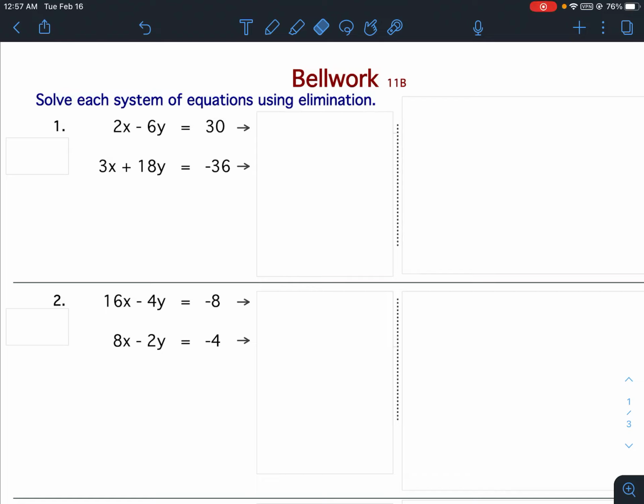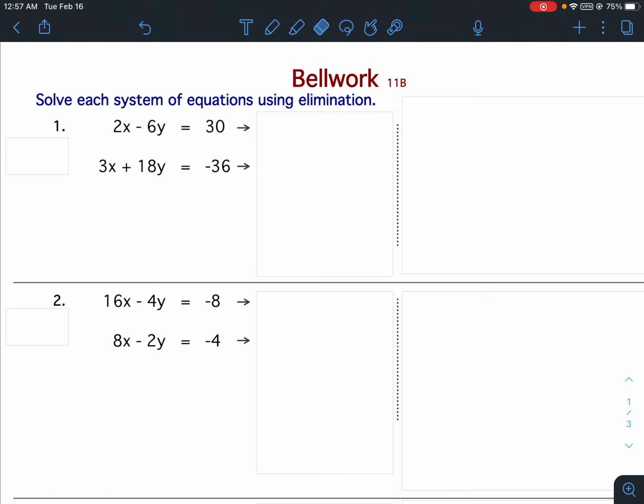Bellwork 11B. I'm going to help get you started on each of these problems, but I'm not going to do a whole lot with you because this is the third assignment on solving systems of equations using elimination. So by now you should be able to do these on your own, but I will help you get started. So let's first look at number 1.